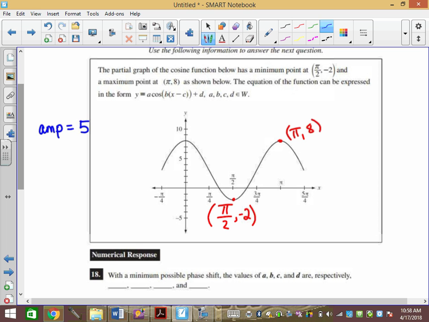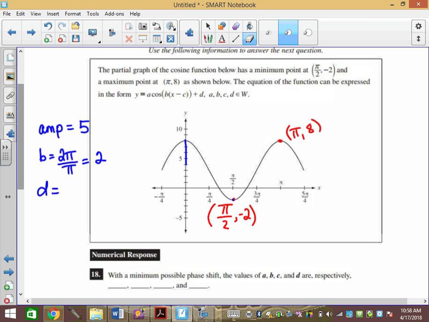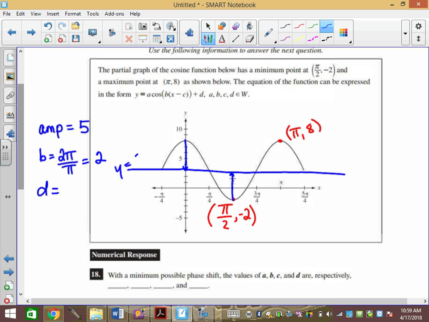And then your B value comes from your period. So it's going to be 2 pi divided by, and it's pi because your x is in radians. So from max to max is pi. So it's 2 pi divided by pi, so it is 2. Your D is where, if you count up and count down your amplitude, they meet at the same spot. If I count down 5, I get to 2. If I count up 5, I get to 3. So my D is 3.